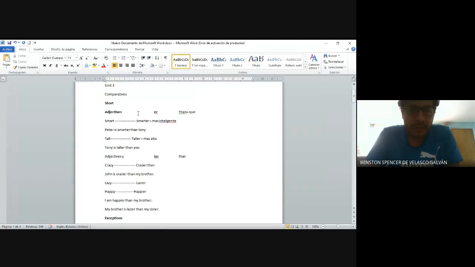short adjectives, remember, if you have short adjectives and you want to make comparatives, you need to add er at the end. Remember that I gave you the example of smart. It's going to change to smarter. Más inteligente. That's the meaning in Spanish. Then, if you have the adjective tall, you're going to change it to taller, which in this case is going to be más alto.